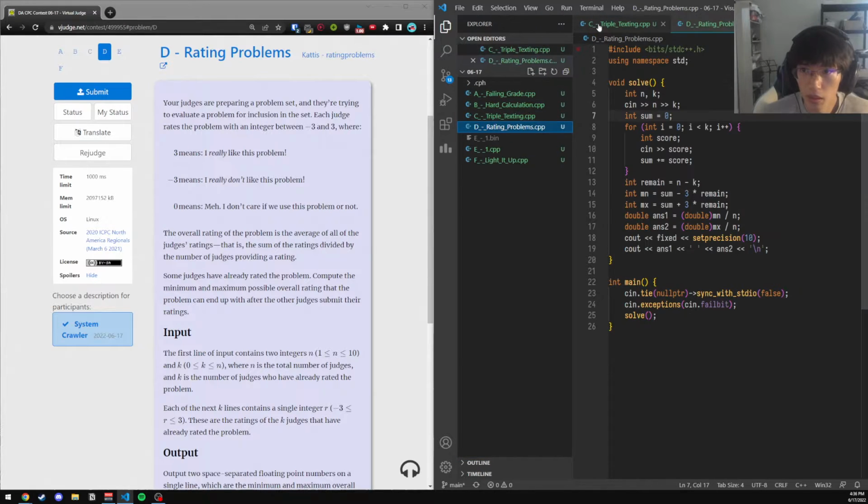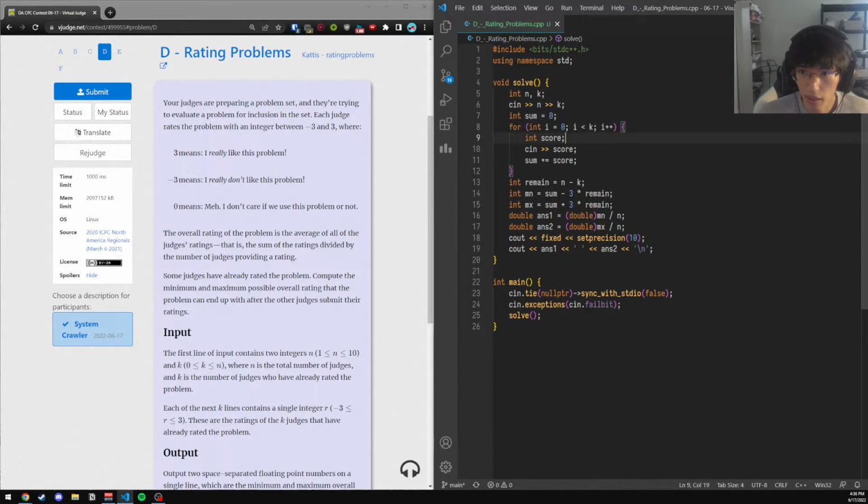So the code here, I'm inputting the score, and then I'm just adding up all the scores from the start into a single sum. And then we have the number of remaining judges. And we multiply by -3, so we subtract 3 times the remaining, or we add 3 times the remaining. And then the answer will be a floating point number, so like a double or something in C++, and we want to divide by n.